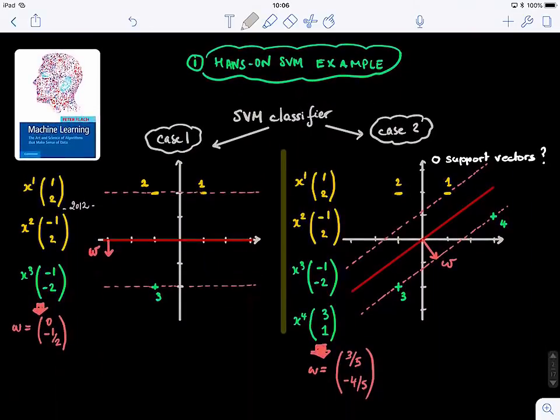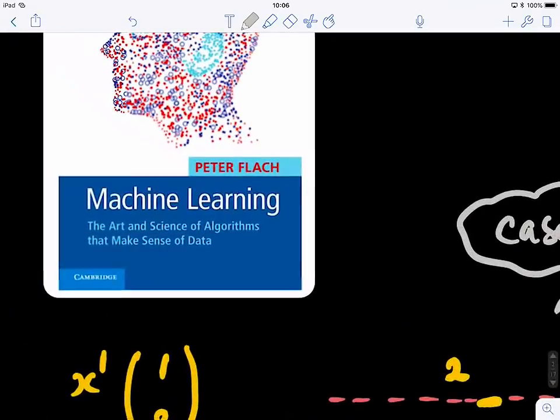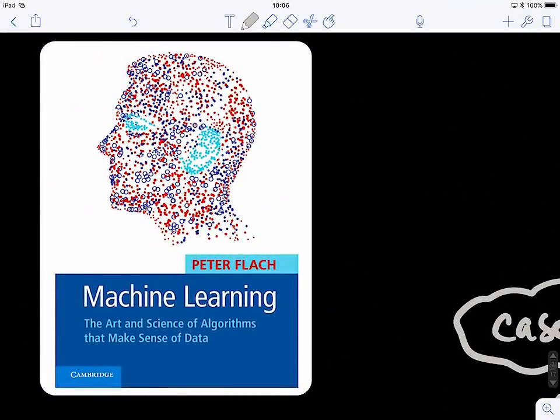So this is a nice example from the book. It's called Machine Learning by Peter Flach. I would say that this is one of the advanced textbooks on machine learning. It's not like level A.